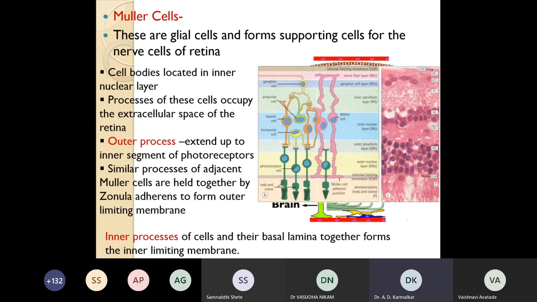There also I have labeled it: external limiting membrane, outer nuclear layer. If you go through, you can compare this, and it is under the microscope. In the same way, we have to identify the different layers. Okay? So this one is the schematic diagram, and another is the comparative diagram, which is seen under the microscope. When you come to the histology lab, we'll discuss all these things.